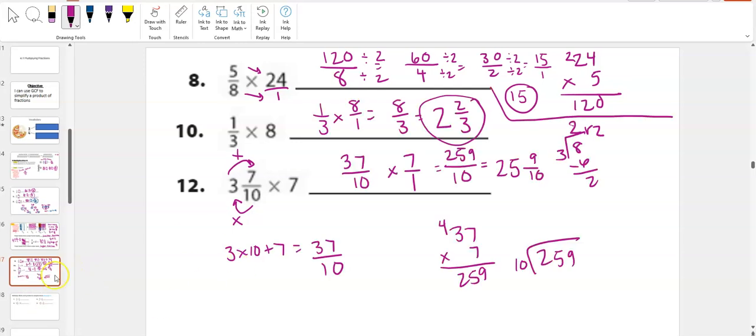All right, here we are. So for number 10, I put my 8 over 1, multiplied across, and then reduced, and I got 2 2/3. And then for number 12, there we go. I did 10 times 3 plus 7 to get 37/10. Put my 7 over 1, multiplied, and reduced and got 25 9/10 as my final answer here.